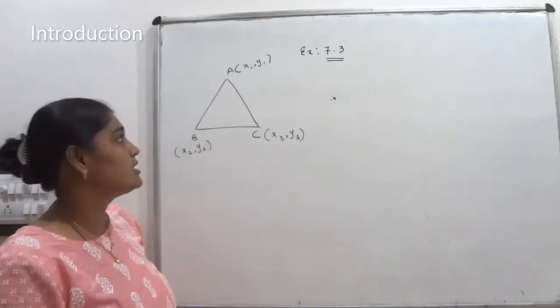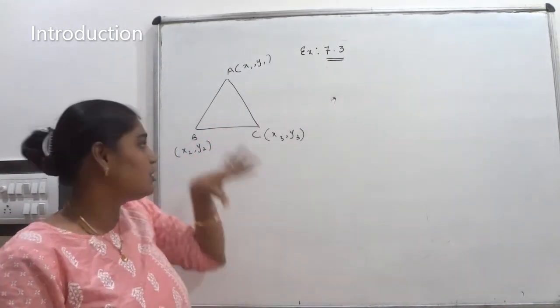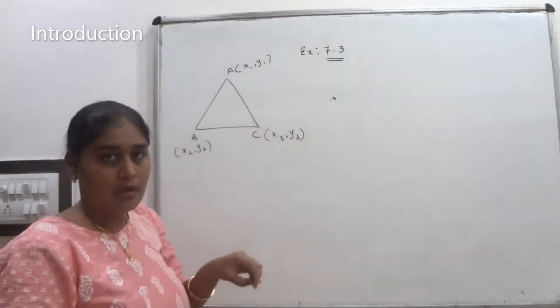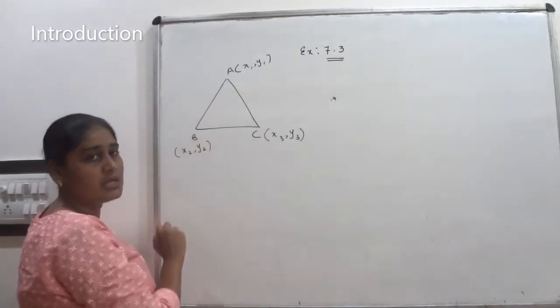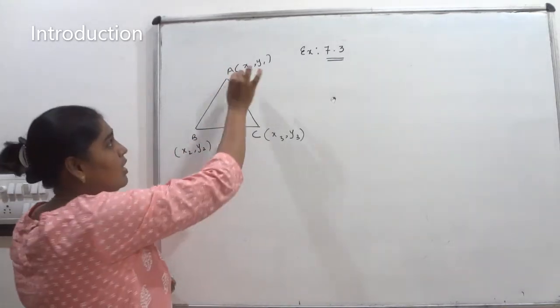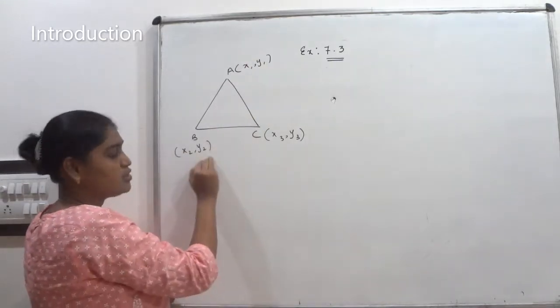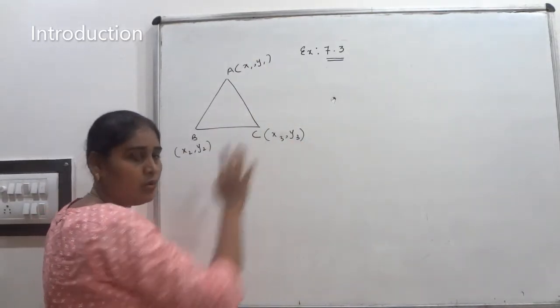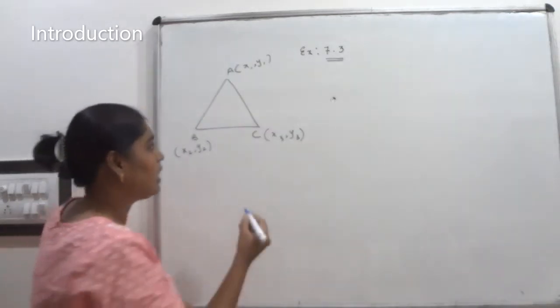Today we are going to discuss exercise 7.3. Before starting that, we should know the area of a triangle by using their coordinates. Here, given triangle ABC, the vertices are A, B and C. The coordinates of the point A are (x1, y1), B is (x2, y2), and C is (x3, y3). By using these coordinates, how am I going to write the area of the triangle?